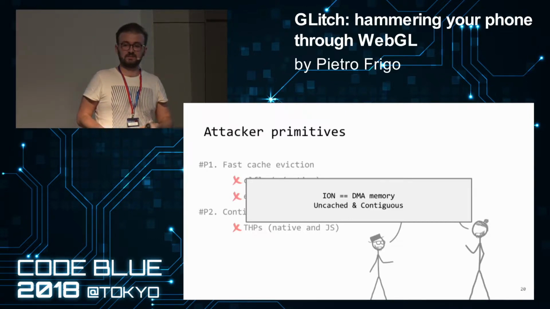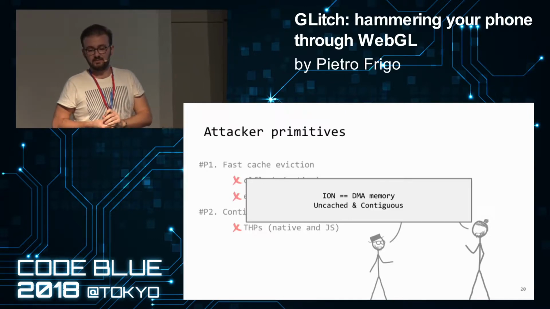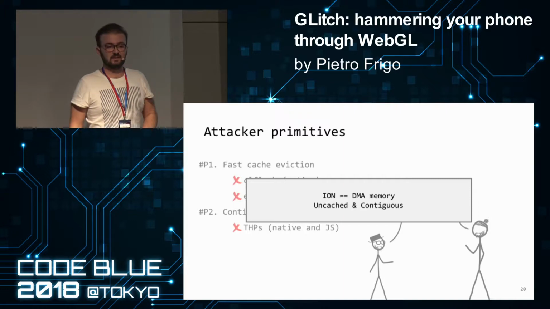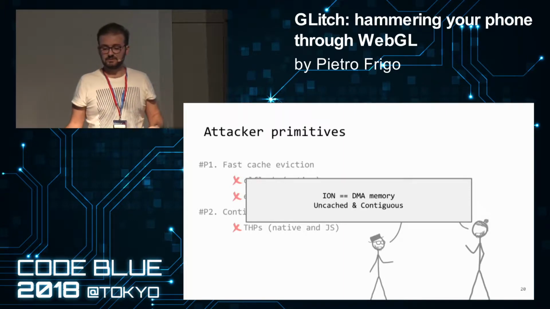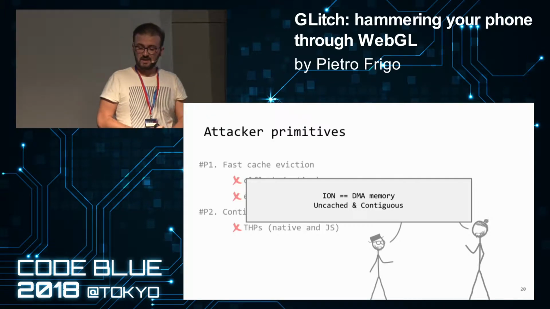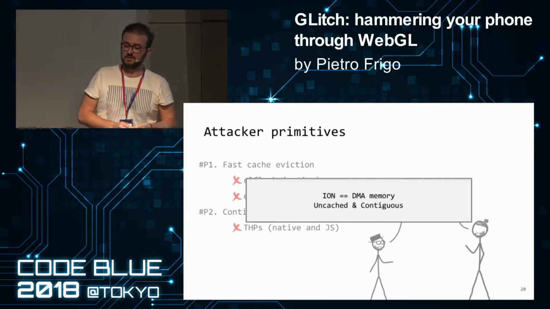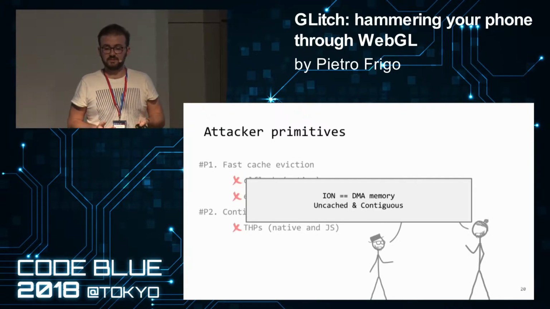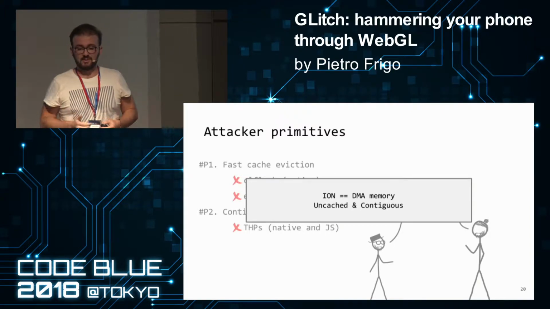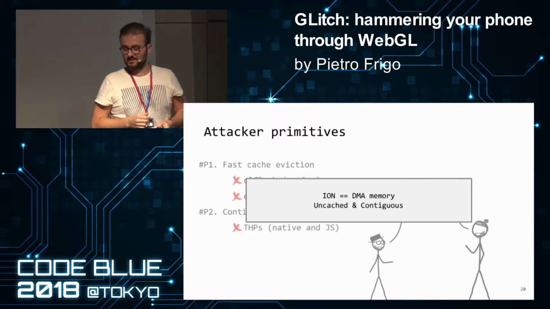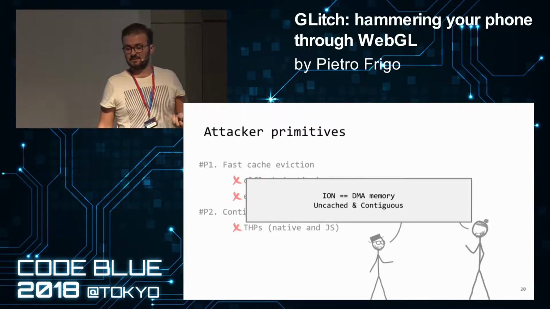And peripherals, for instance, if you have PCI peripherals, they might not have a memory management unit, which is the one that translates virtual to physical addresses, so you need the contiguous memory. And also, these peripherals usually don't want to deal with cache coherency, so the memory is also uncached for the CPU.